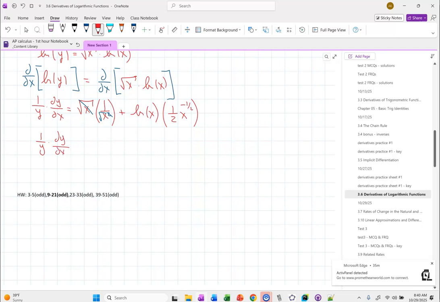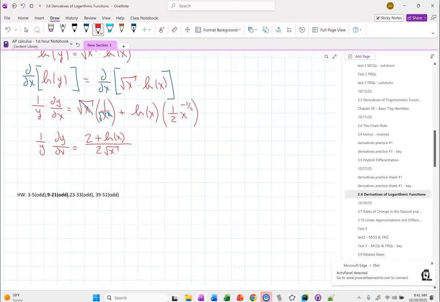So what I have is, I'm going to rewrite this with a common denominator with this guy. So it's going to be 2 plus natural log x over 2 square root x. You guys see where the 2 came from? Making a common denominator, this is 1 over 2 square root x. This is 1 over square root x, so I make a common denominator.